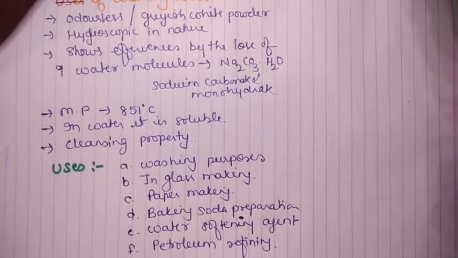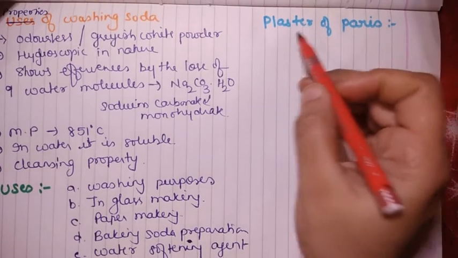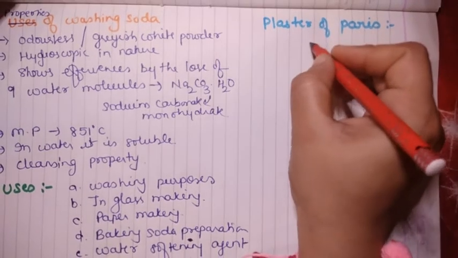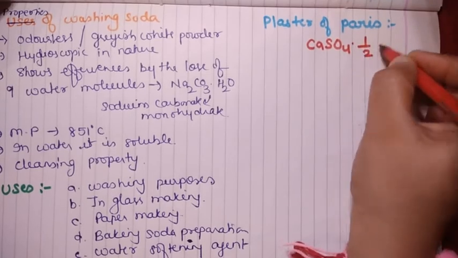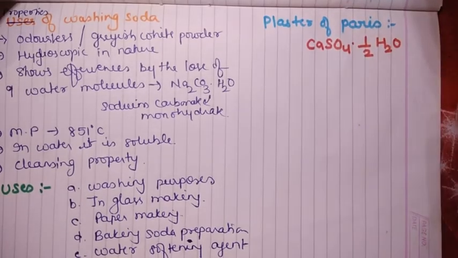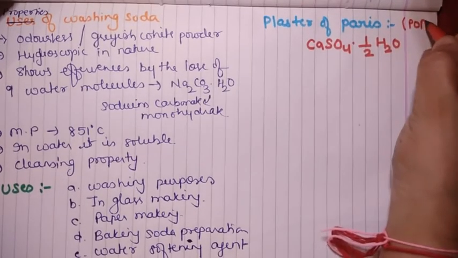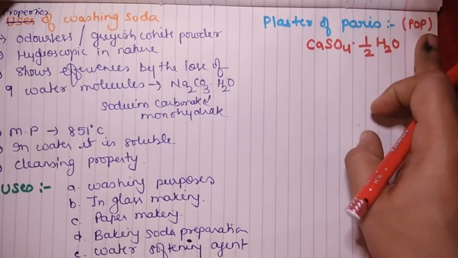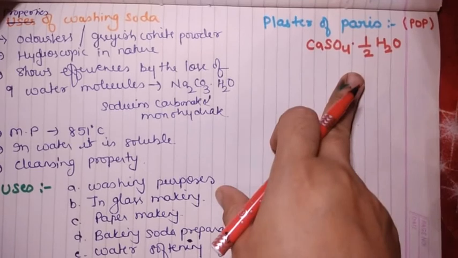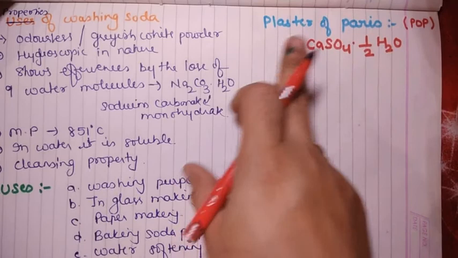Now let's talk about another chemical compound, that is your gypsum. Before gypsum, we will talk about plaster of Paris. What is the chemical formula? It is calcium sulfate dot hemihydrate, and in short we can write it as POP, that is plaster of Paris. And whenever plaster of Paris is written, we will write half H2O, because there is a lot of confusion between the formula of gypsum and plaster of Paris.